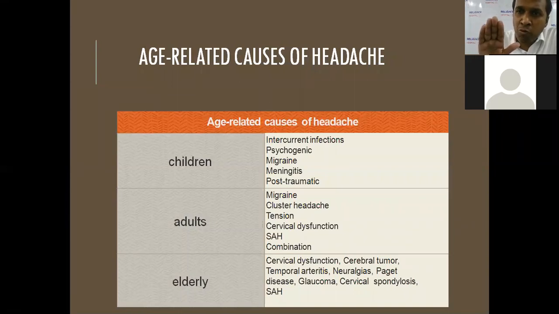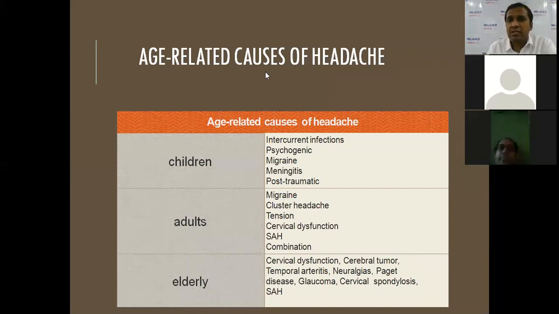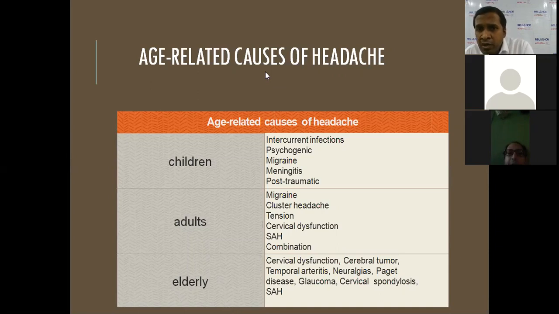You can see that in children, it's more of infections, and there is an onset of migraine, more of trauma, more of psychogenic causes. In adults, it's more of the primary headaches that are there. And in the elderly, it's again more of the secondary causes of headaches. So we can see that primary headaches are mainly in the adults. Meningitis, etc., are more common in the elderly and in children, whereas migraine, clusters, etc., are more common in adults.